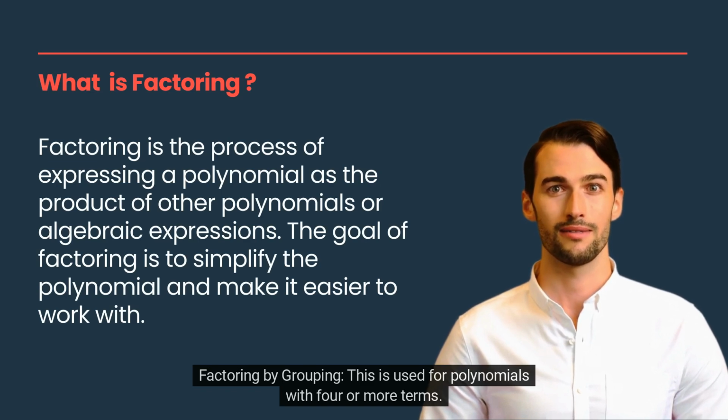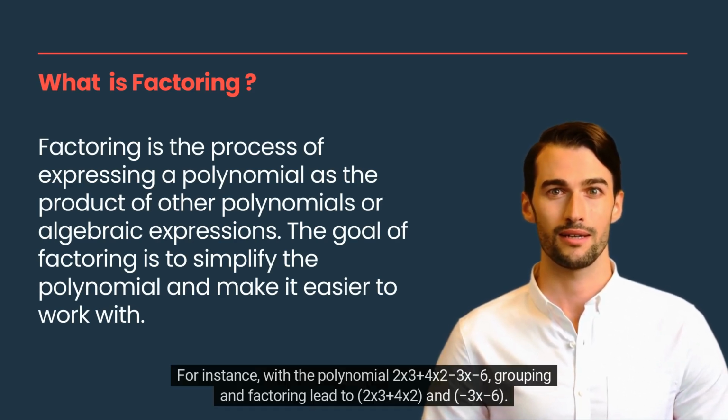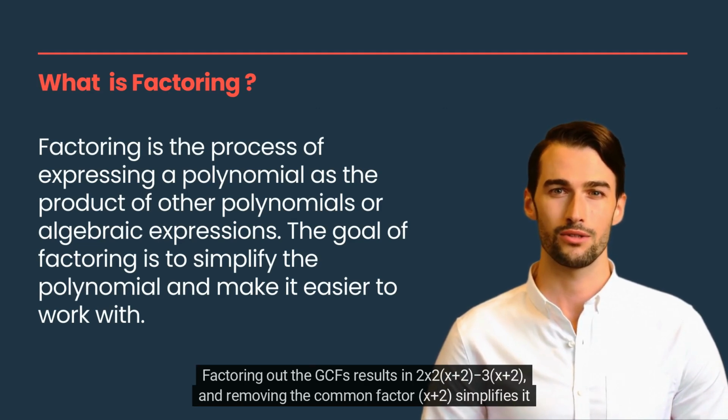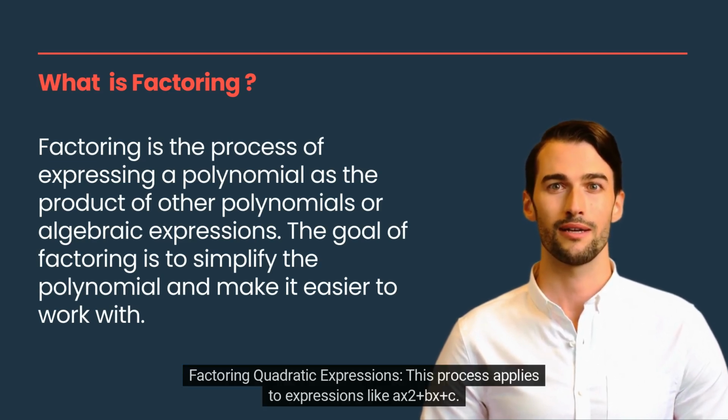Factoring by grouping. This is used for polynomials with 4 or more terms. It involves grouping the terms into pairs and extracting the GCF from each pair. For instance, with the polynomial 2x³ + 4x² + 3x + 6, grouping and factoring lead to 2x³ + 4x² and 3x + 6. Factoring out the GCFs results in 2x²(x + 2) + 3(x + 2), and removing the common factor, (x + 2), simplifies it to (x + 2)(2x² + 3).